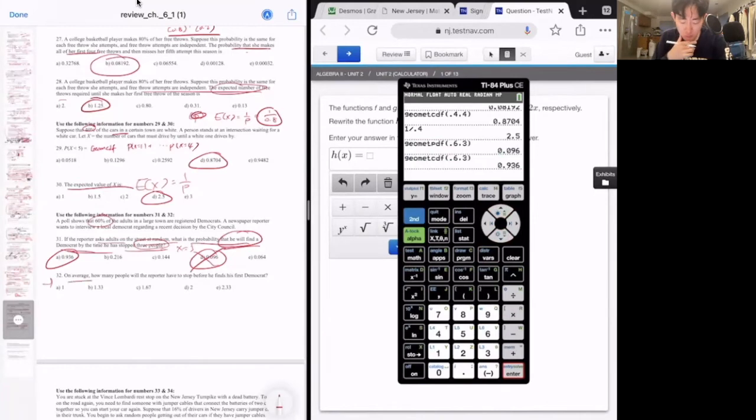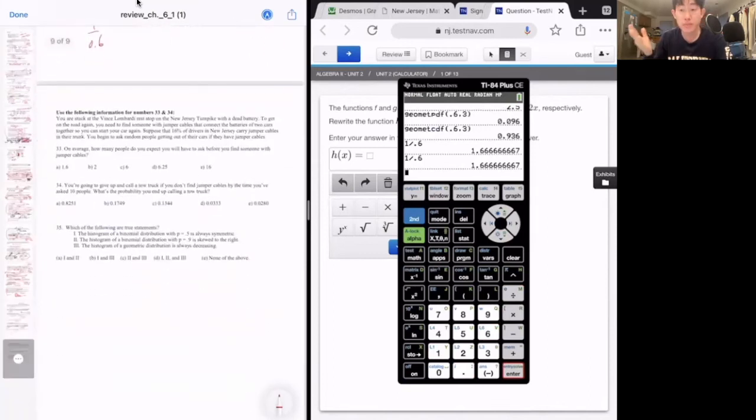32, on average, how many people will the reporter have to stop before he finds his first Democrat? So that's 1 over 0.6. Okay, that's not bad. So that's 1.67. That's not that bad either at all. All right, last page, finally.